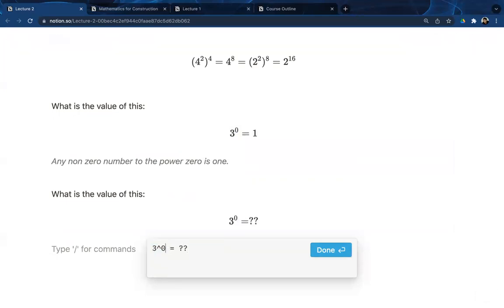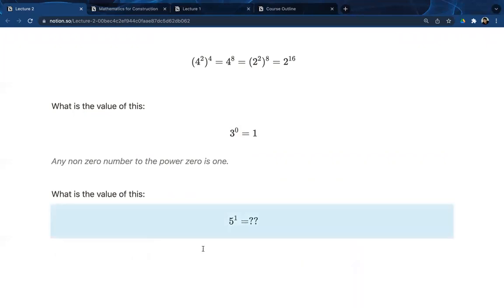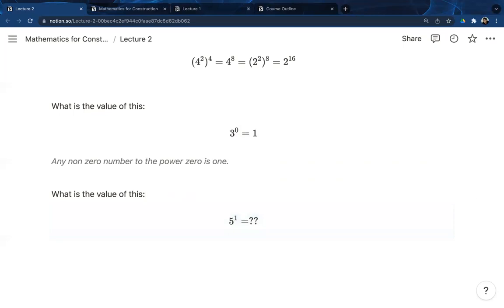Now, here's the next question. What is this? 5 to the power 1. What is that? Anybody? Make a guess. 5 to the power 1 is what number? Is it 0? Is it 1? Is it 10? What is it? Feel like it's a trick question.